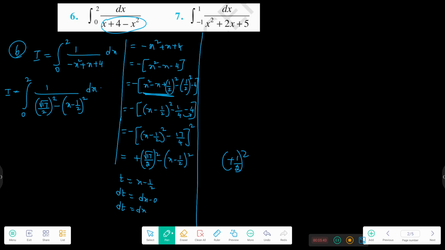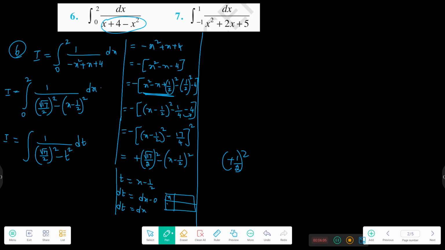Now listen, so that I is equal to the integral of 1 divided by root 17 divided by 2 whole square minus t square, and dx becomes dt. That's it. And one more thing, you have to convert the limits, right? Limits you have to convert.